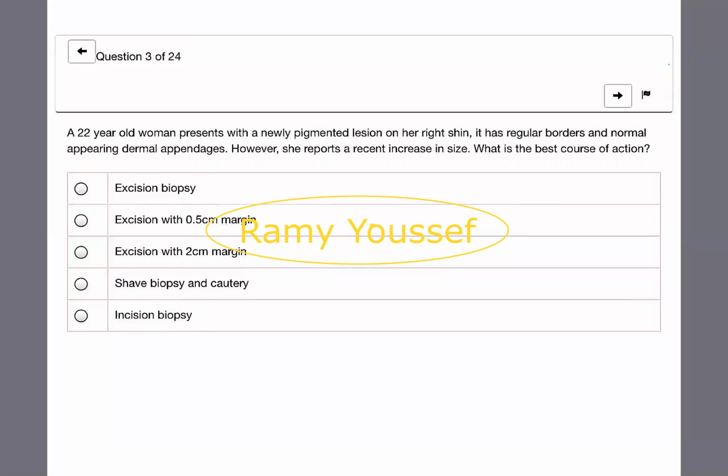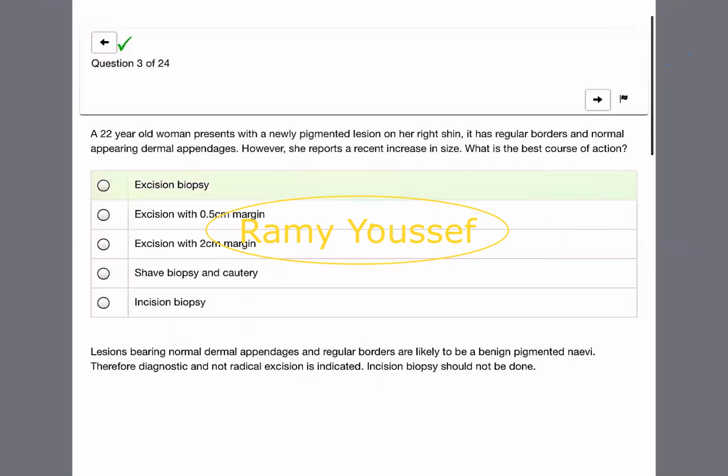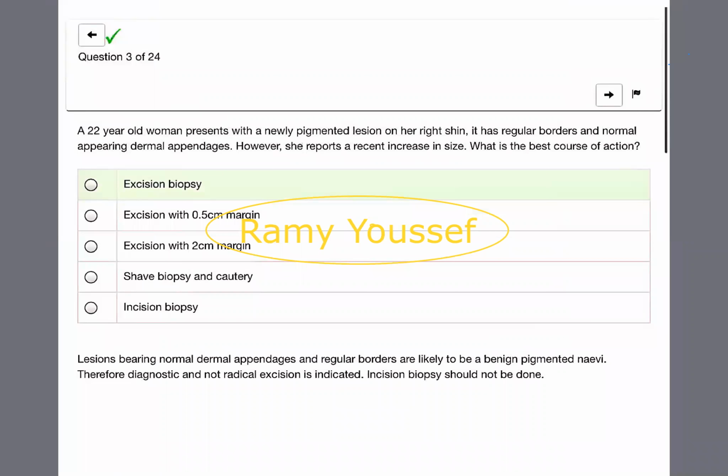Yes, excisional biopsy, exactly. So this is a lesion with regular borders in a young woman with normal appearance of dermal appendages, so nothing in the scenario gives you that this is malignant or has some atypia, but it started to increase in size. What is the course of action?